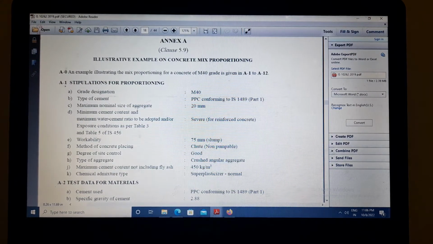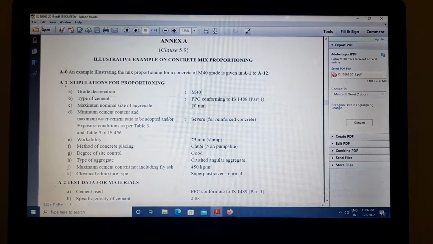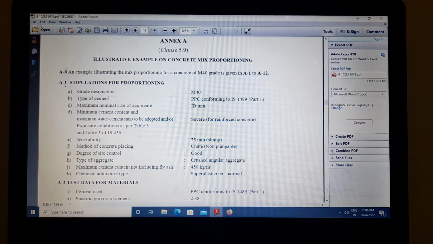And the maximum nominal size of the aggregate. There are different sizes of the aggregate, 20 mm, 10 mm, 40 mm. Anyway, we decide the size of the aggregate based on the requirement of the site, that is the congestion in the reinforcement. If the spacing in between the reinforcement is more, we can proceed with 20 mm or 40 mm aggregate. And if the reinforcement is very congested, in that case, we will proceed with 10 mm aggregate. Anyway, for most of the RCC works, the maximum size of the aggregate used is 20 mm.